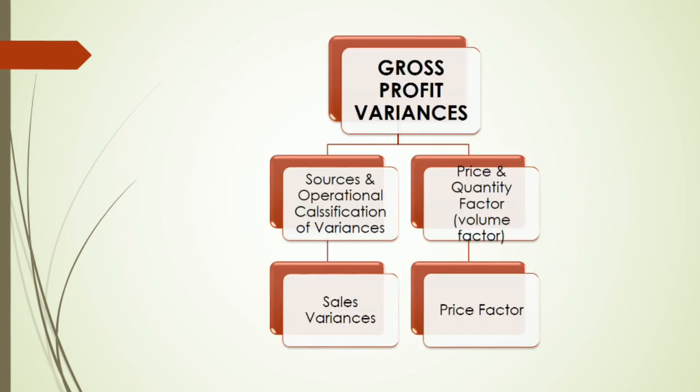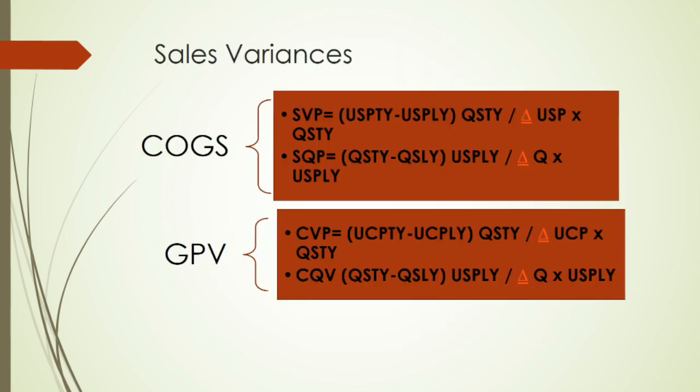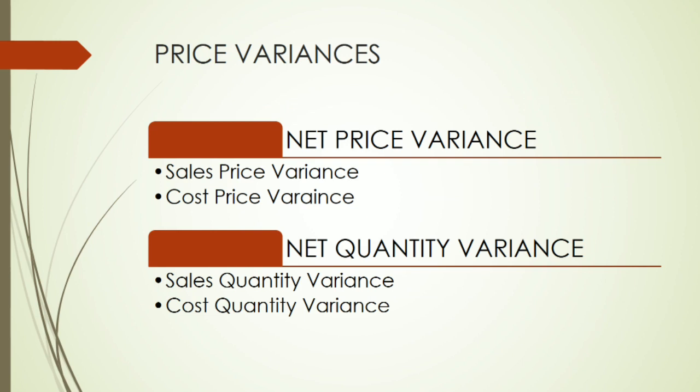Then next is the gross profit variances. Under the gross profit variances, may dalawa tayong pinagkukuhanan ng formula. First one is the sources and operational classification of variances or the sales variances. The next one is the price and quantity factor, also known as volume factor. Sa sales variance, ang magkasama ay yung SVP and SQP, tapos CVP and CQP. Sa price variances, ang magkasama ay SPV and CPV for the net price variance, and for the net quantity variance ay yung SQV and the CQV.